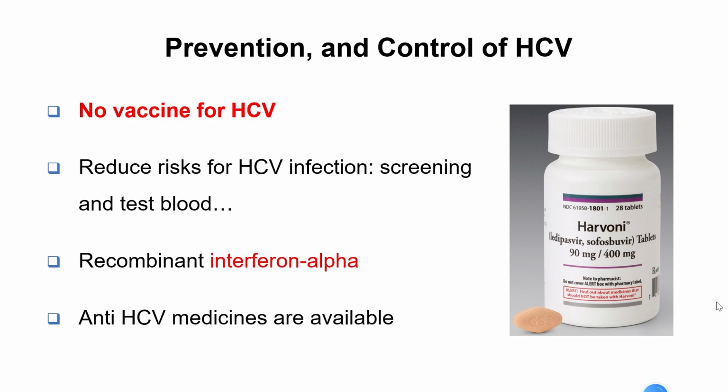And for treatment, interferon alpha can be used, a recombinant cytokine which can inhibit HCV. Even though we don't have vaccines available, we do have specific medicine available to treat HCV. This is just one of them to treat HCV infection. And I was told that the HCV vaccines are pretty effective, and it can control the virus pretty well, inhibit the virus pretty well.